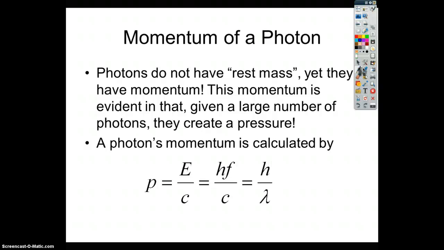So a photon's momentum is calculated using the following equation. We can say momentum is equal to the energy of a photon divided by the speed of light. That's equal to hf over c.